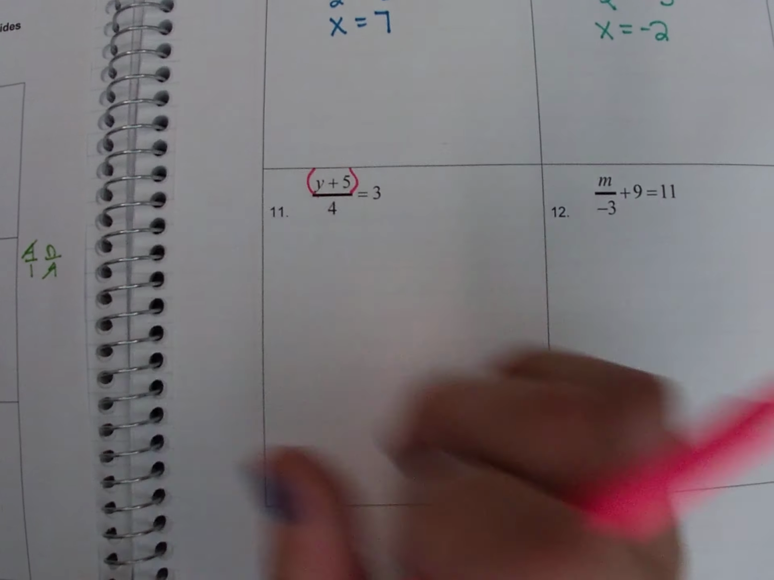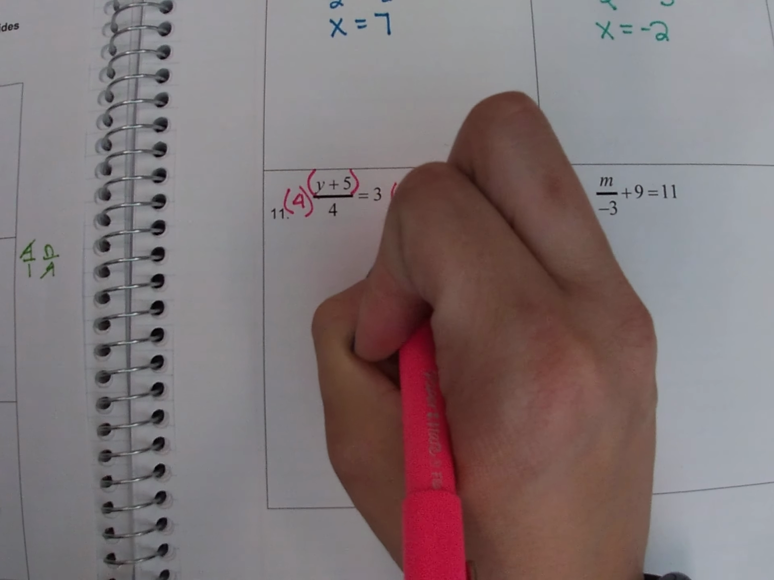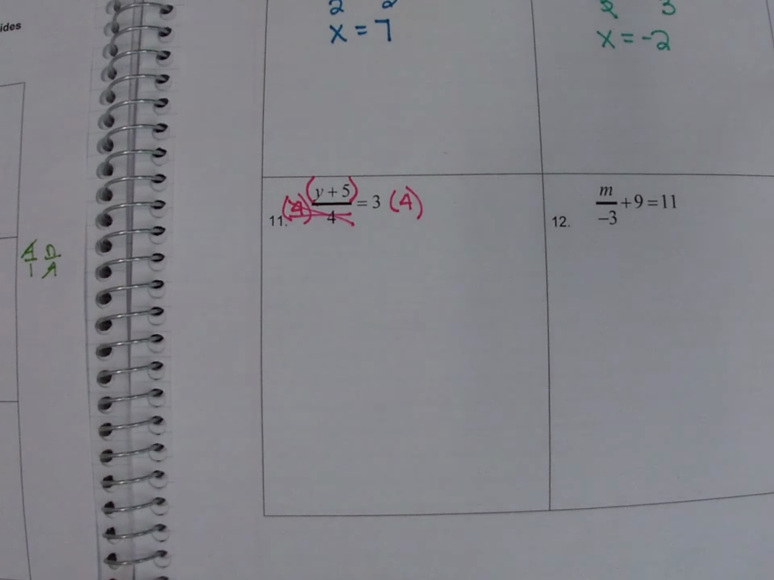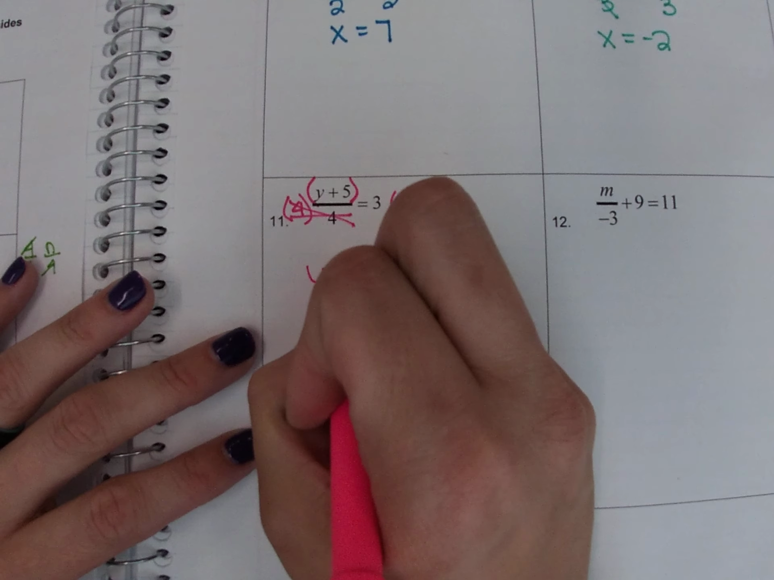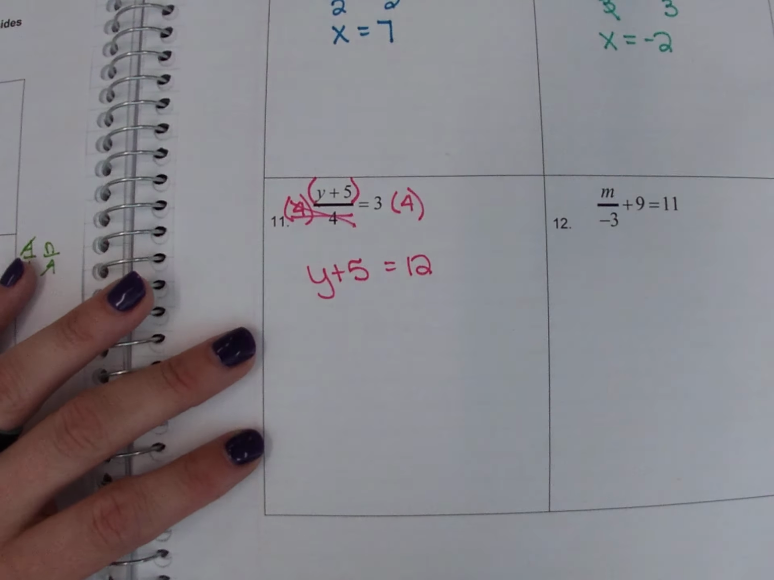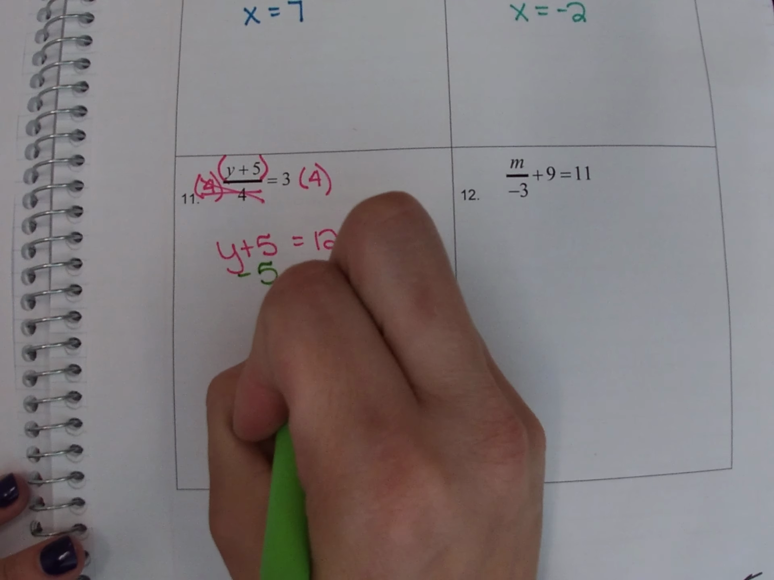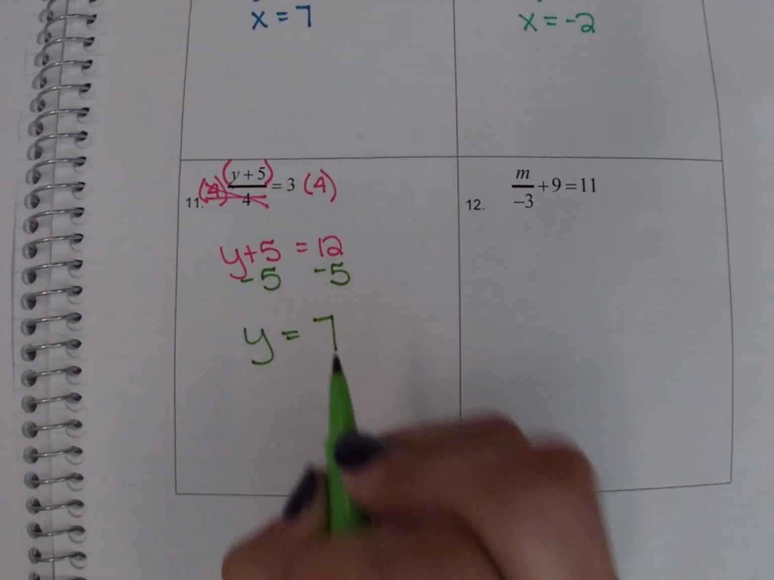This 4 is attached by division. We undo division with multiplication. So I'm going to multiply each side by 4. That 4 just cancels with the denominator. It does not affect the y plus 5. So I'm bringing down my y plus 5, which gives me a 12. And now those parentheses can come off because I'm not in that fraction anymore. And now I can undo my addition with subtraction. And so I'll get y equals 7.